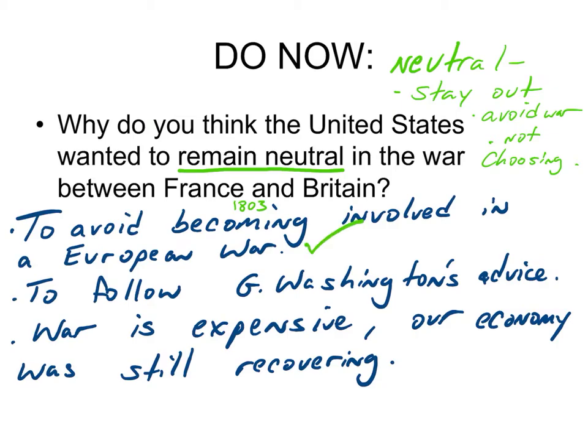One reason, we don't want to become involved in a European war. Another reason, George Washington's advice to future leaders was to stay neutral. A third reason, war is expensive. Our economy was still recovering. A lot of the American leaders felt that war was a crazy idea because we simply couldn't afford it.